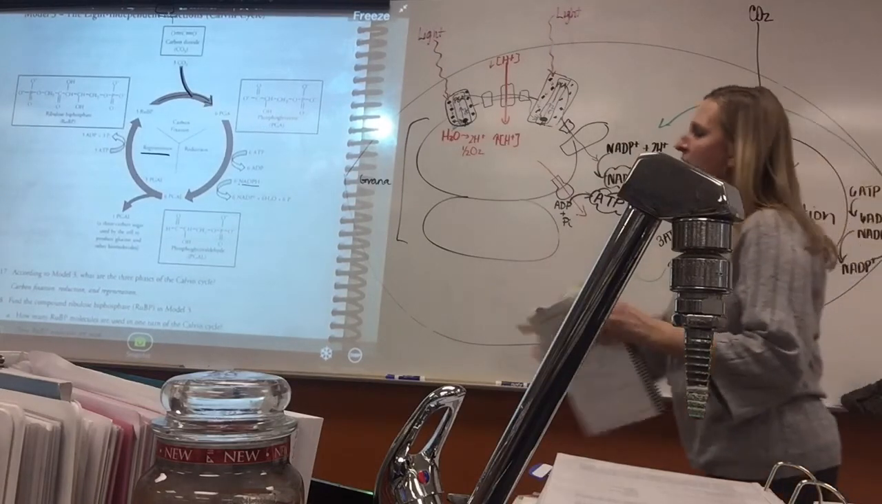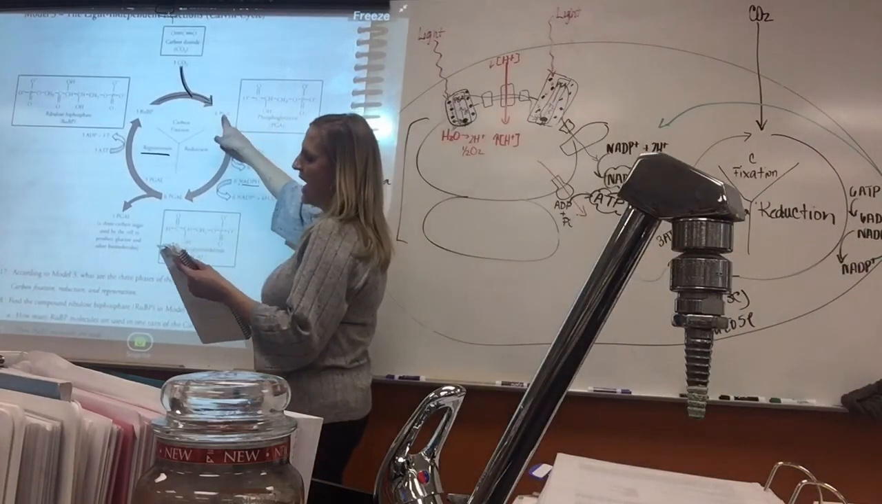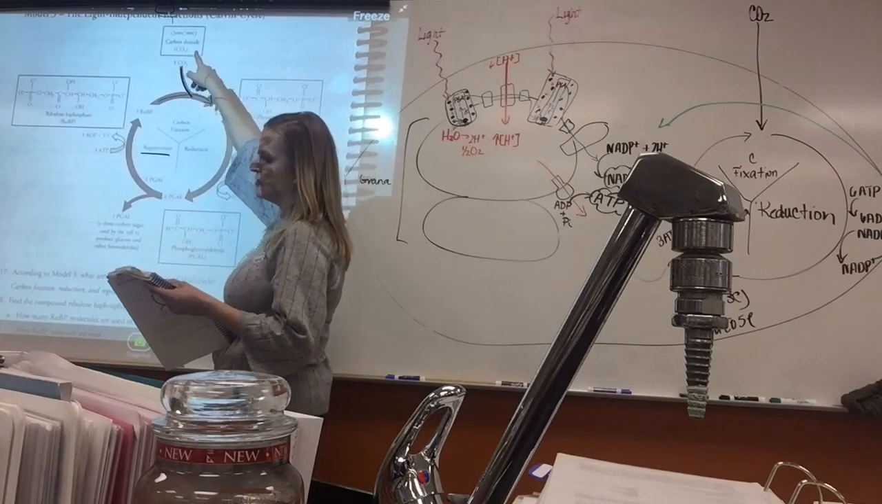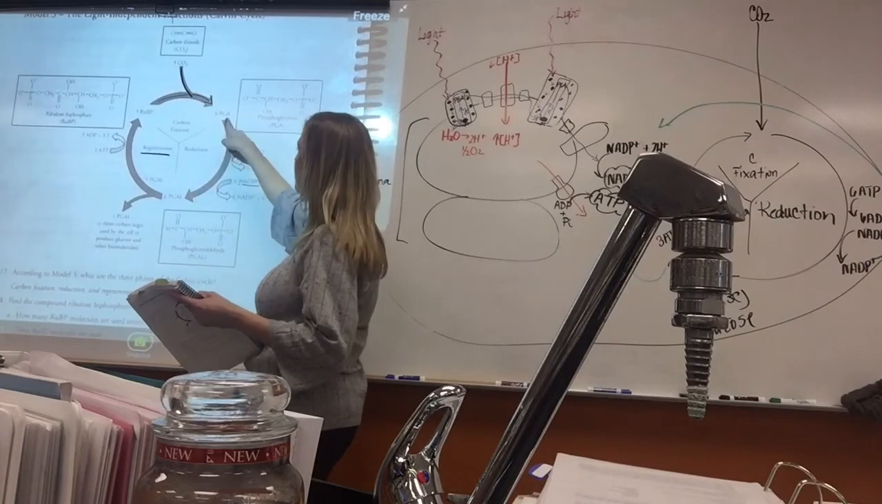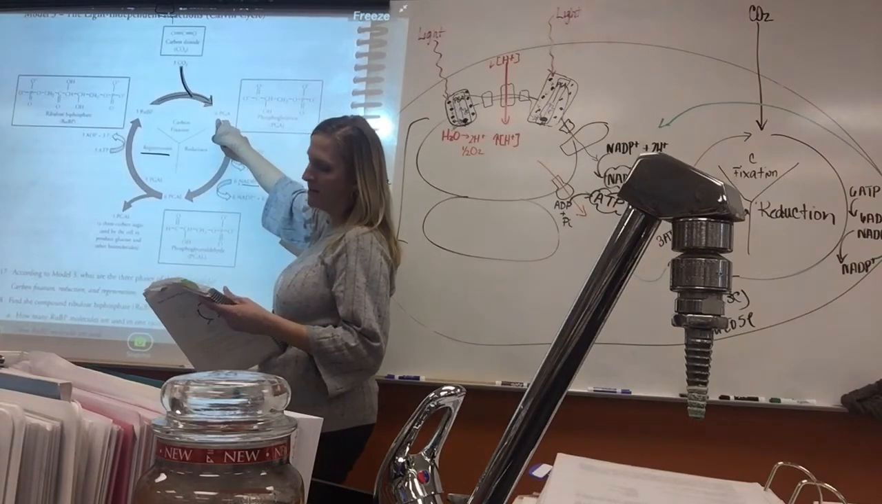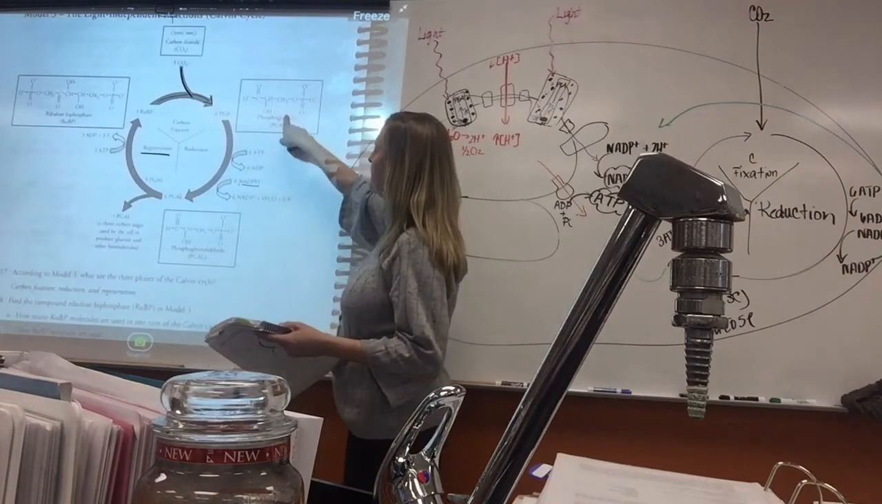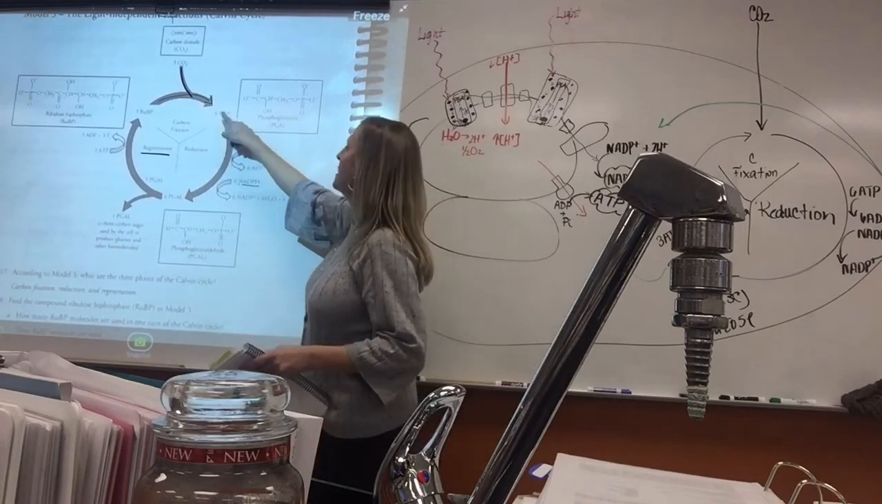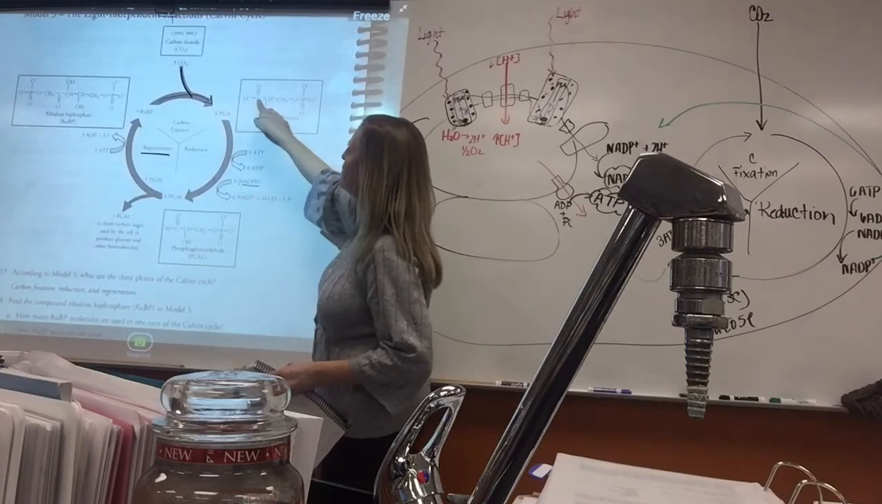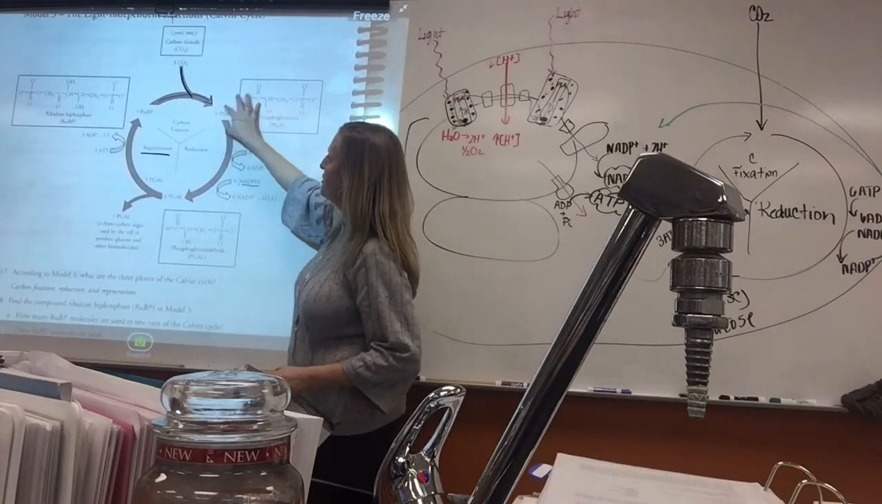19, RuBP combines with CO2 to make PGA. A, how many CO2s do they use to do that? 3. B, how many PGA molecules are made? 6. C, how many carbon atoms are in a PGA? Only 3. But how many total carbon atoms are there in these 6 molecules? Each one has 3. You multiply by 6, so you get 18.